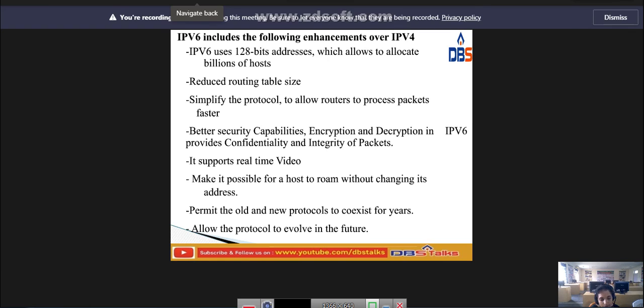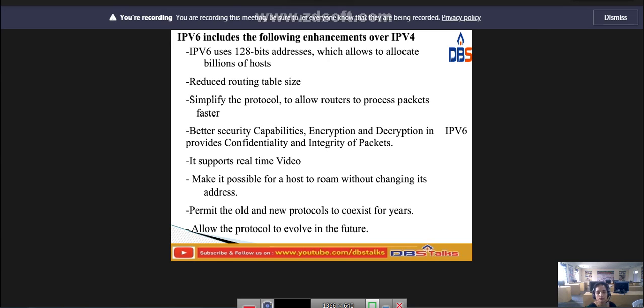decryption. Encryption in IPv6 provides confidentiality and integrity of packets. It supports real-time video. IPv6 uses a 128-bit address, which allows it to allocate 2 to the power 96 more addresses.